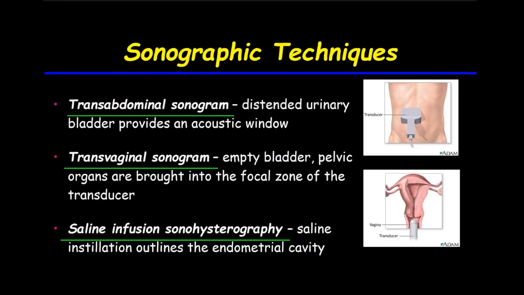There are three sonographic approaches to visualizing the uterus. Transabdominal ultrasound utilizes a distended urinary bladder as an acoustic window to visualize the uterus and ovaries. With transvaginal ultrasound, a transducer is placed in the vagina, the bladder is empty, and the organs are brought closer to the focal zone of the transducer. In saline infusion sonohysterography, saline is instilled into the endometrial cavity via a catheter while performing simultaneous transvaginal scanning, allowing exquisite visualization of the endometrial cavity.